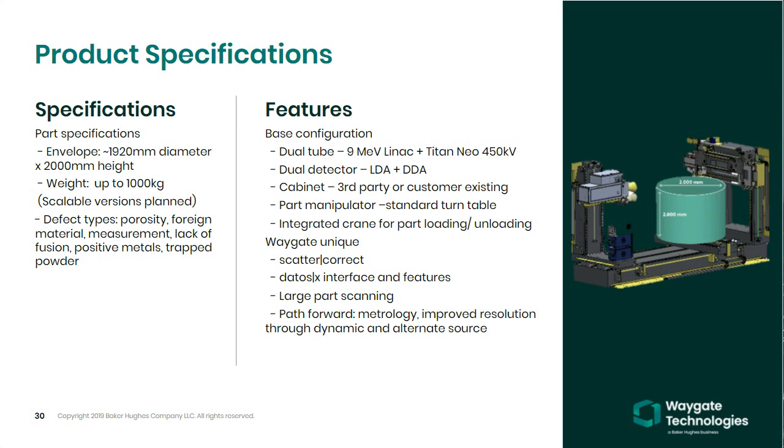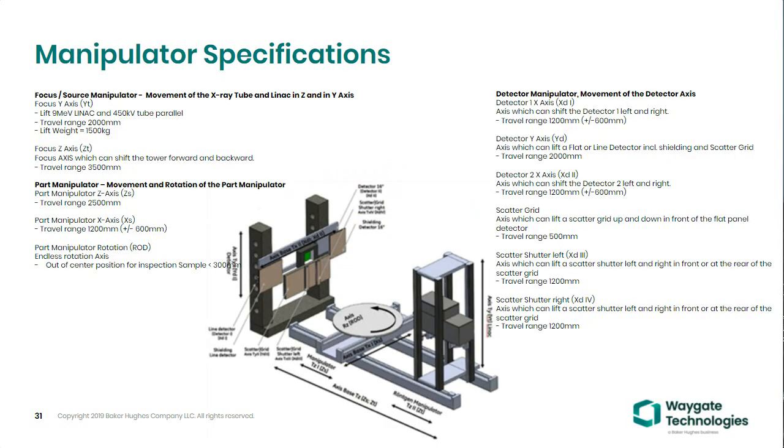On the manipulator specifications, I'm not expecting you to read any of these, but some of the key highlights: we built the system incredibly flexible. We can have a source to detector distance all the way from 5 meters to 1.5 meters, to get in tighter on smaller components, but also go wide and get that whole 2 meters of scan area.